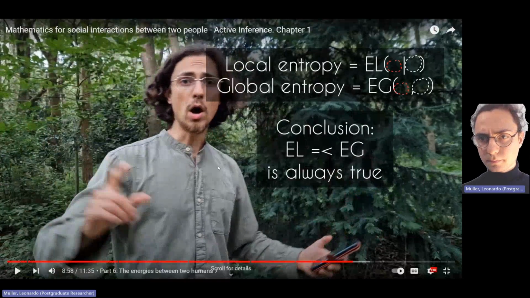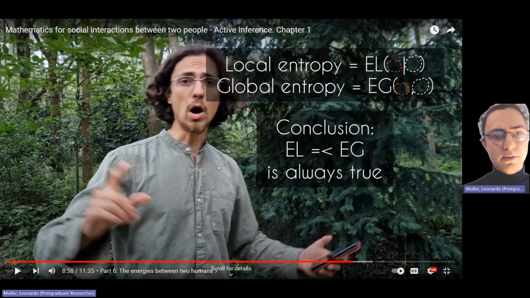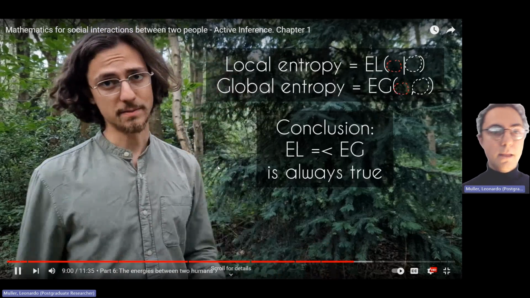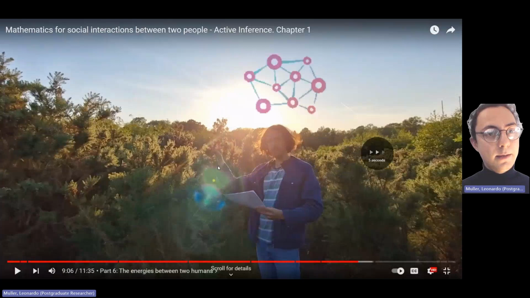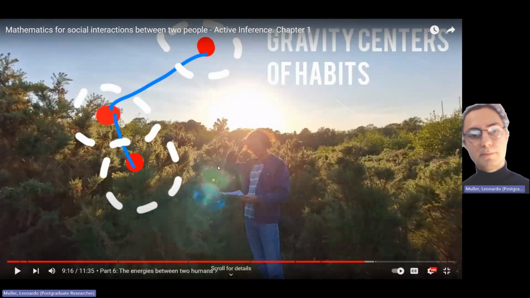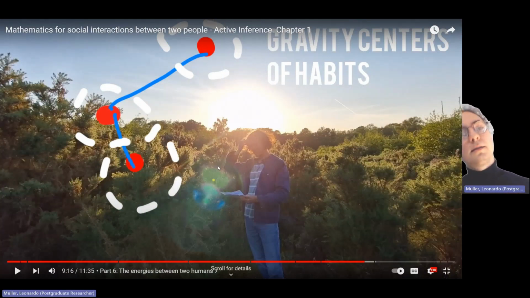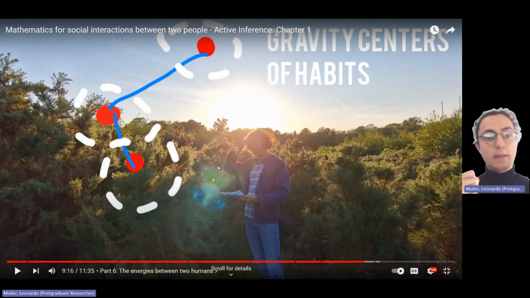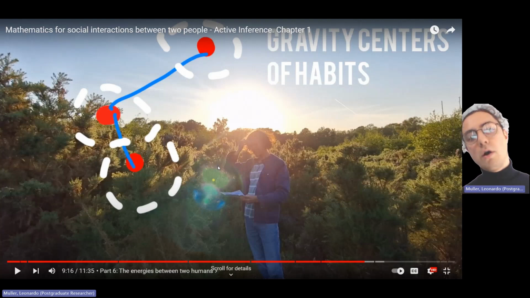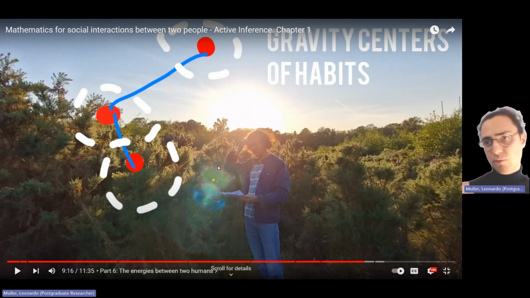Total entropy. So it's always going to be true that the local entropy is equal to or smaller than the entropy of the global environment. Secondly, I go into the idea that the set of beliefs of someone can be described as gravity centers that represent habitual types of thinking, of believing, of acting. And that's why I talk about a gravity center. So, you're likely to go to these thoughts, to that movement.